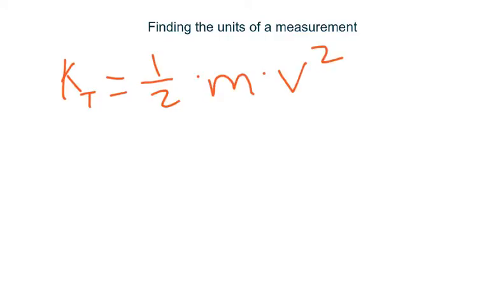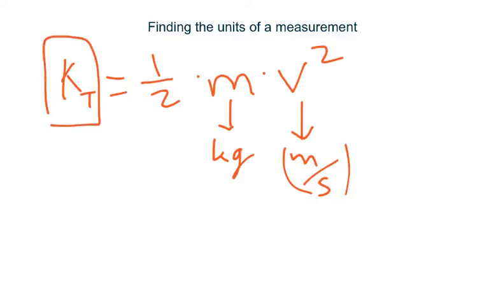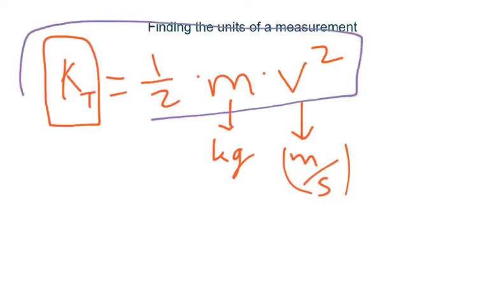velocity squared. Now, let me give you the units for each of these. Mass is in kilograms, and velocity is in meters per second. Let me put a parenthesis around that to be specific. So, what if I wanted to know the units for translational kinetic energy? How do we do that from the formula that is given to us? Well, there is one way to do it. This way is to generalize all your variables as units.